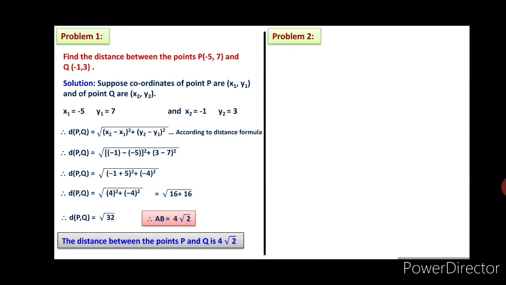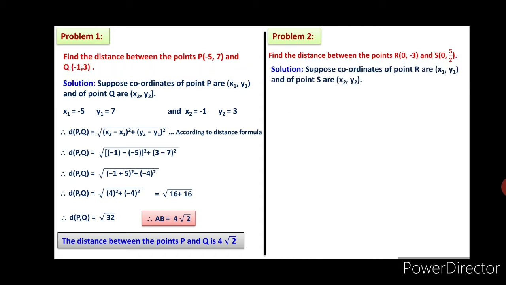Now let us consider one more problem, that is, find the distance between the points R(0, -3) and S(0, 5/2). Here we will again consider the same thing. R has the coordinates (x1, y1) and S has the coordinates (x2, y2). Therefore, we can write x1 is equal to 0, y1 is equal to minus 3, and x2 is equal to 0 and y2 is equal to 5 by 2.